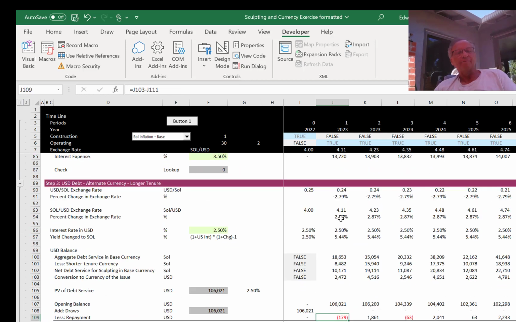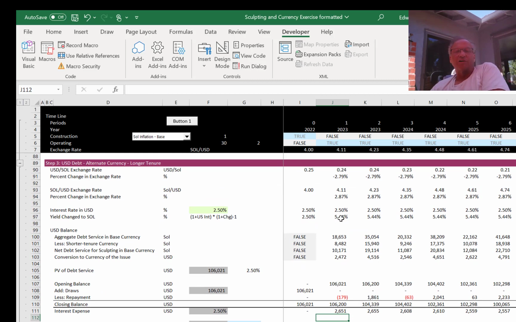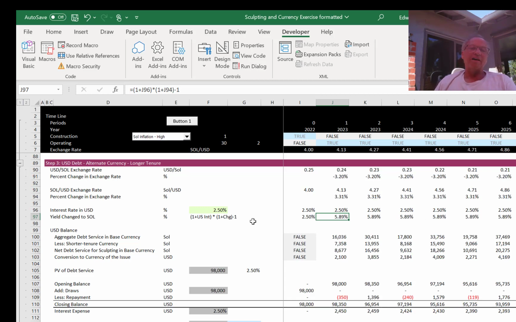And so for our step 3, if I look now, in the base case it's 5.44. If it changes around, then it's 4.94. And I'm not going to do the changing rate right now because when we did the sculpting, we can't use the NPV formula. And then I have the 5.89. So I can see kind of how the effective USD rate changes.